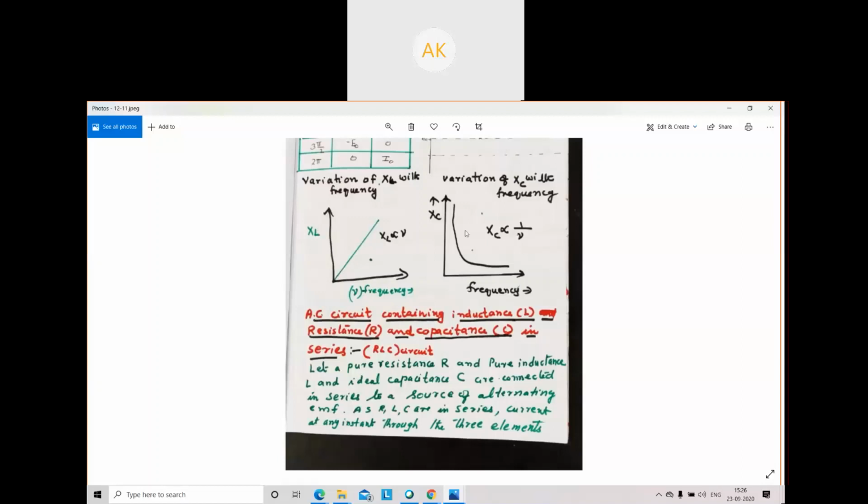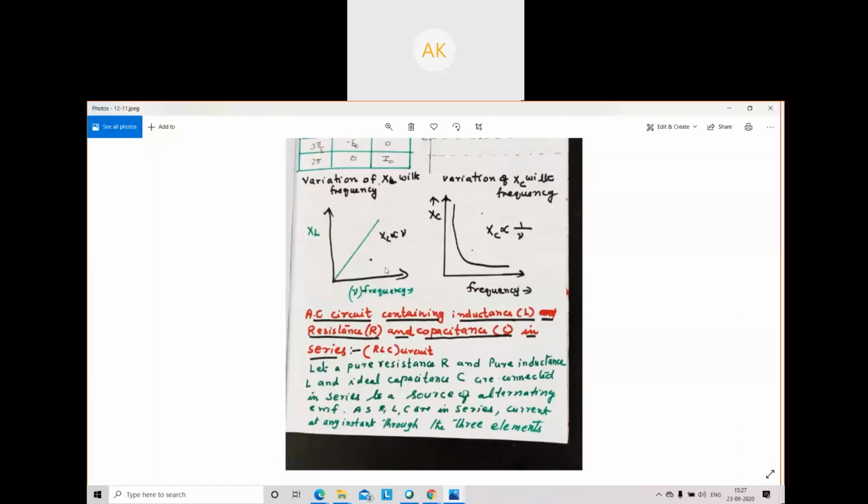So frequency and reactance are directly proportional. Why? XL equal to L omega, omega equal to 2 pi into nu. So XL is directly proportional to frequency. So we get a graph like this, with frequency along the x-axis and XL, inductive reactance, along the y-axis. We get a straight line graph.